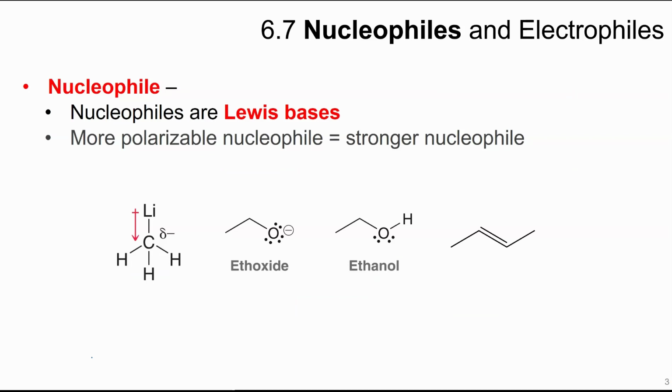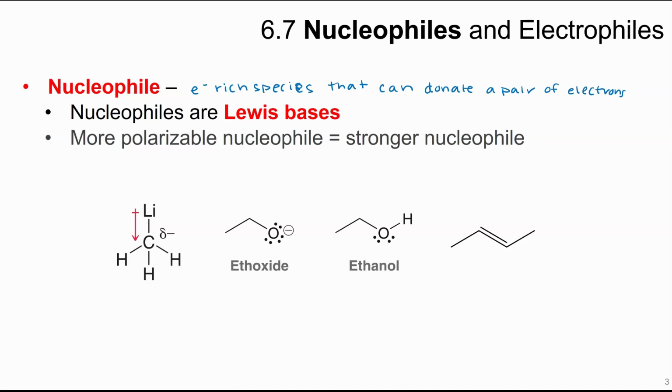A nucleophile is an electron-rich species that can donate a pair of electrons. Nucleophiles tend to be Lewis bases because they can donate that pair of electrons. A more polarizable nucleophile equals a stronger nucleophile. So if we can polarize the nucleophile, that makes it stronger.